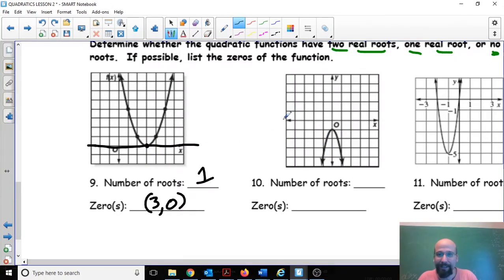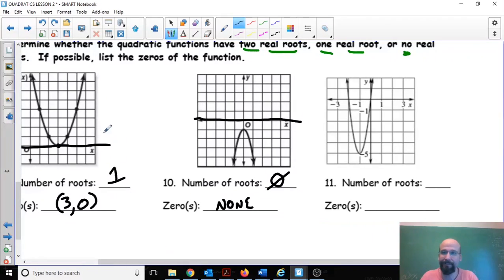So this one, here's your x-axis. This parabola doesn't touch this x-axis at all, so the number of roots is 0. It doesn't have any solution because it doesn't cross the x-axis. So zeros would be none.